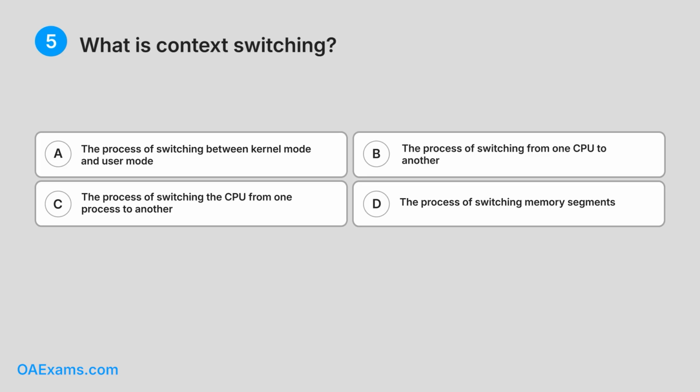5. What is context switching? A. The process of switching between kernel mode and user mode. B. The process of switching from one CPU to another. C. The process of switching the CPU from one process to another. D. The process of switching memory segments. Do you know the answer?